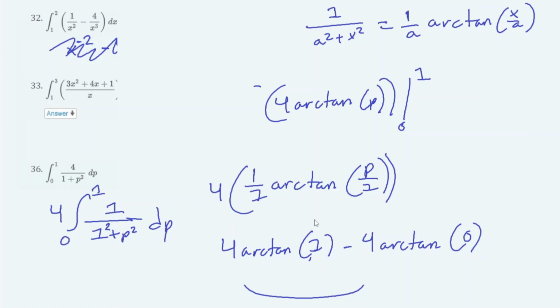So if we plug it into our calculator, for arctan 1, we're going to have pi over 4. So we're going to have 4 times pi over 4, and then arctan 0 is going to be 0, so 4 times 0. And now 4 times pi over 4 is going to be pi minus 0, which is going to leave us with the final answer of pi. And that's going to be our definite integral.